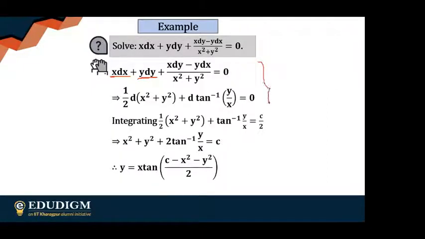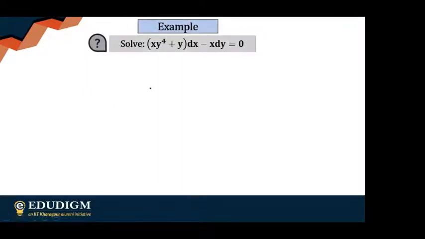Okay, let's take a couple of more examples. If you still have difficulty understanding, I will help you out. So just try and understand the essence of this theory. All right.